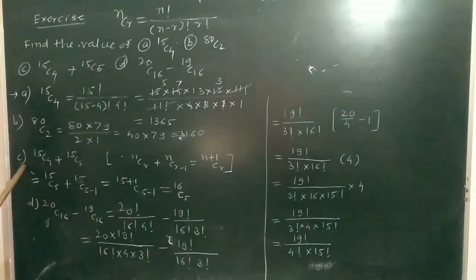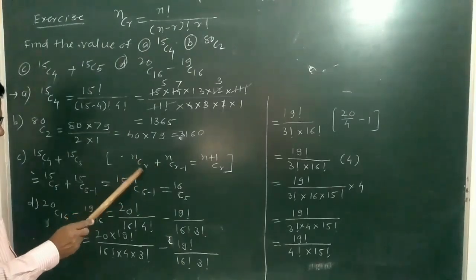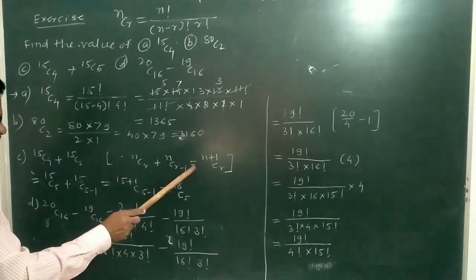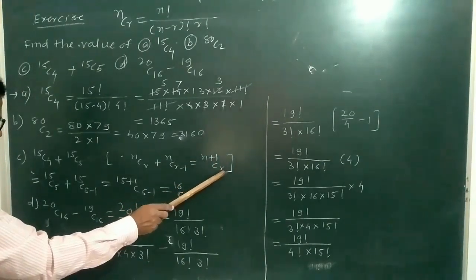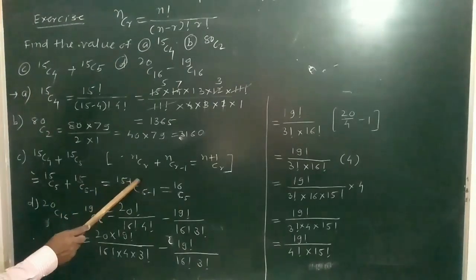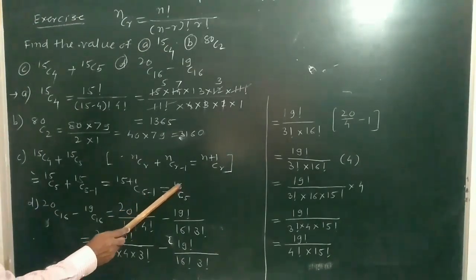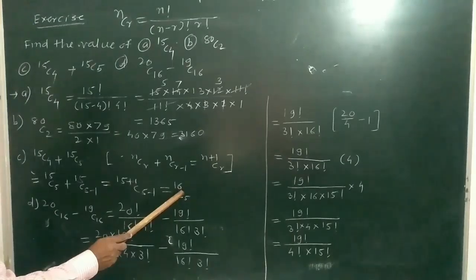And third, 15C4 plus 15C5. Find the value of 15C4 plus 15C5. Use the formula nCr plus nC(r minus 1) is equal to (n plus 1)Cr. This can be written as 15C5 plus 15C(5 minus 1) is equal to (15 plus 1)C5 is equal to 16C5.